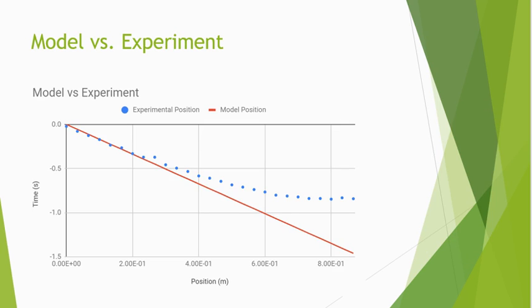As you can see, both of these are downward sloping, both the experimental position and the model position. But the position in the model moves further and further because it is not accounting for the drag of the carpet that the experiment is. So the experimental position is what the actual data points were observed as.